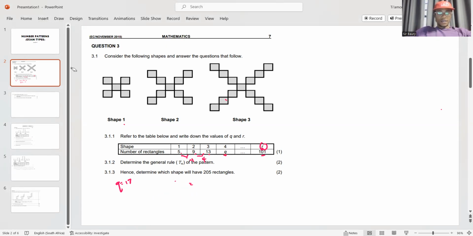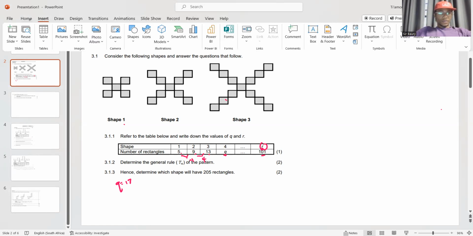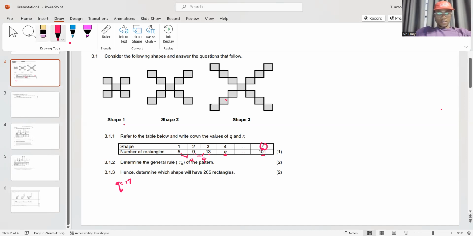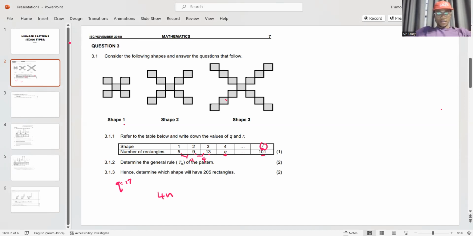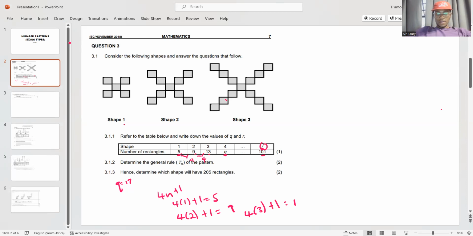Let us say I say 4 times n plus 1, because it's 4 times 1 plus 1, which is going to give me 5. That's the first term. Now let me go to the second one. It's 8 plus 1, which is 9. Okay, let me check with the third one. Then it's 13. Okay, good. Then that means that Tn is equal to 4n plus 1, right?